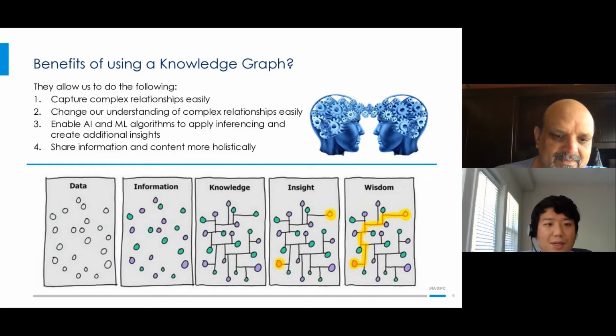So this slide covers effectively four generic benefits of a knowledge graph: that it is able to capture complex relationships easily. The example of what we think a knowledge graph enables is, if you're a Star Trek fan, Vulcan mind meld. We're able to capture and share context holistically and precisely with each other.